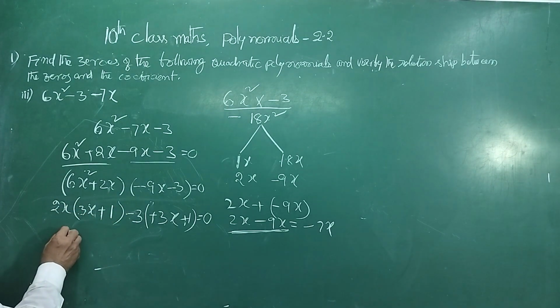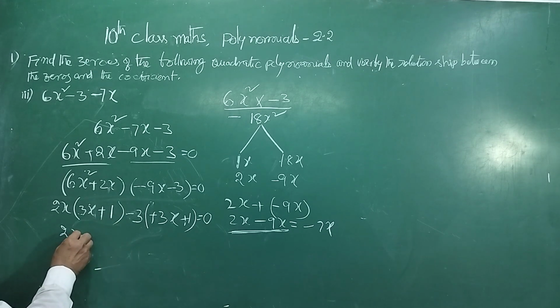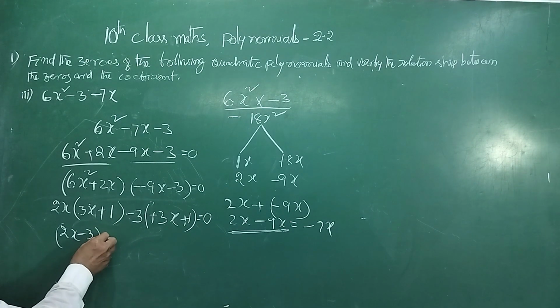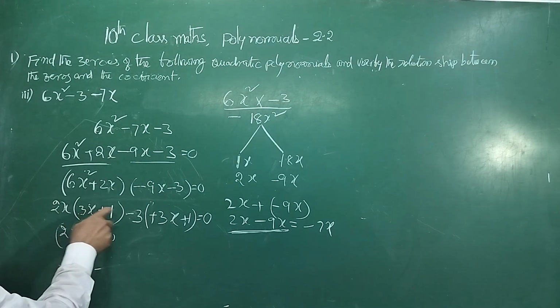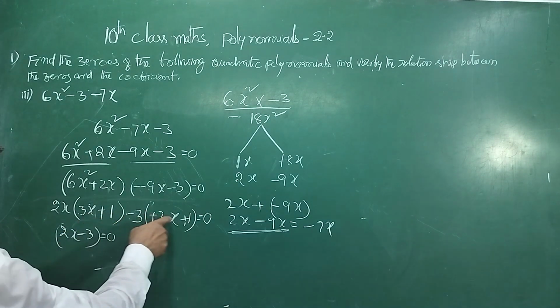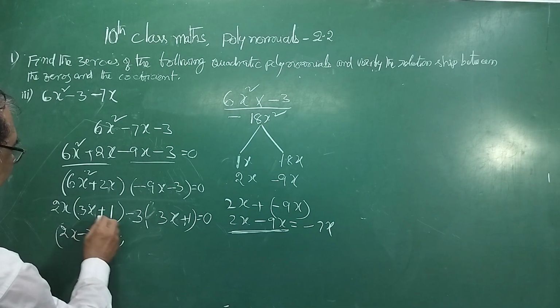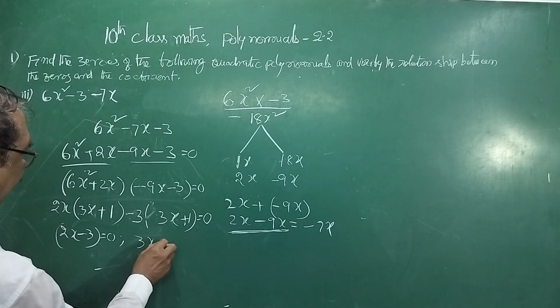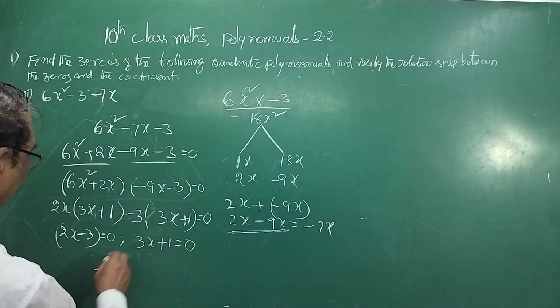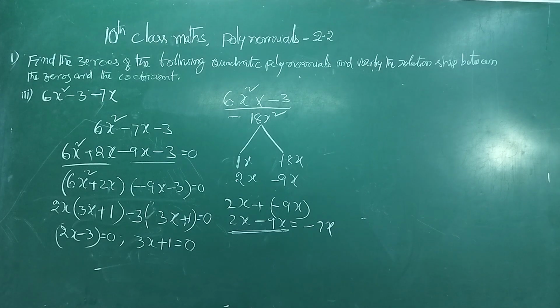Here these two, let us make one group: 2x minus 3 is one group, and the other group is 3x plus 1, equal to 0. These two groups are the same. So 2x minus 3 is equal to 0 and 3x plus 1 is equal to 0. Now see, 2x minus 3 is equal to 0.